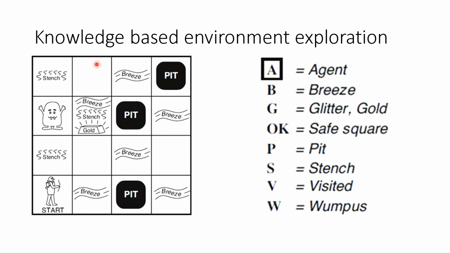Alright, now for the knowledge-based environment exploration. How do we go about this? For this, we have to create our own code. So A is for agent, B is for breeze, G is for glitter or gold, OK is the safe square, P is the pit, S stands for stench, V stands for visited, and W stands for Wumpus. This is just an example. It's not the one we'll be using for the next, but this is how it is.